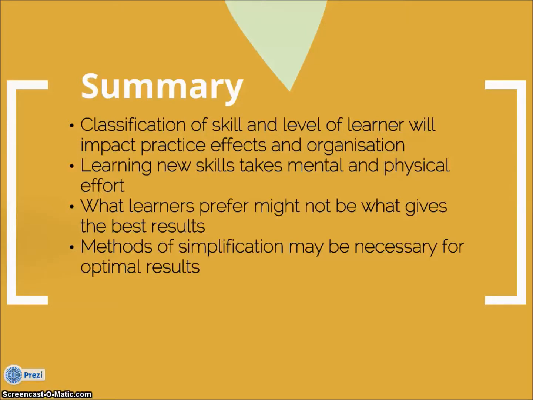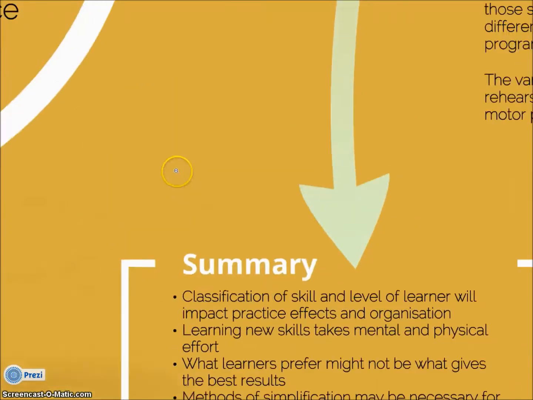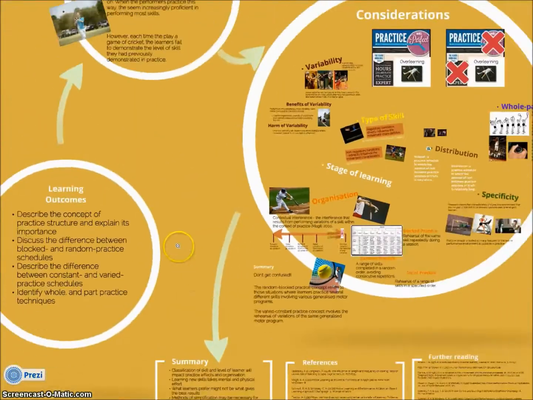What the learners prefer, so a certain style of practice might not be what gets the best results, so this is important from a coaching perspective. Are you there for them to have fun, or are you there to make them better? You're going to have to make that decision. And methods of simplification may be necessary for optimal results, particularly if you're in the cognitive stage of learning, breaking that skill down is going to enhance overall performance of that. So start to think about all of the things that we've covered.